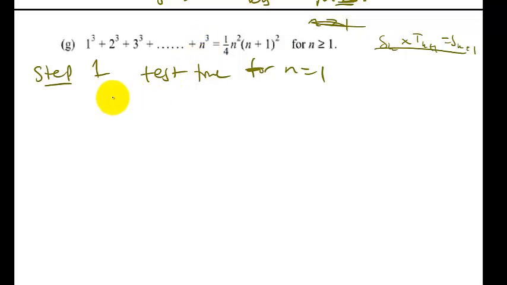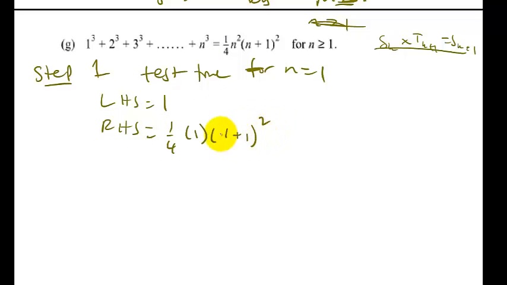Alright, so you sub it into the left hand side, equals to 1. Sub it into the right hand side, equals to a quarter times 1 plus 1 squared. That's 2 squared. 2 squared is 4. 4 times a quarter is 1. So if you do a mistake here, you already know. If you get somehow 2, you know you're wrong because it's meant to be 1. Alright, that's it. Step 2.